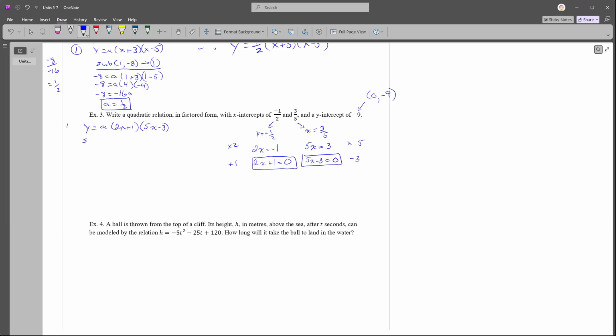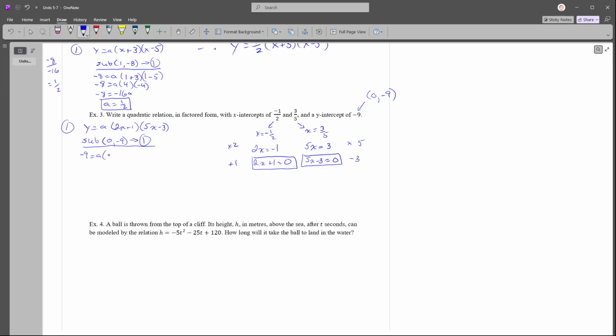So let's call this equation 1. We're going to sub 0, negative 9 into equation 1. Okay. Let me just make sure all of my math is still checking out. I think this is good. Okay. So that means y is negative 9 equals a, which is what we're trying to solve.